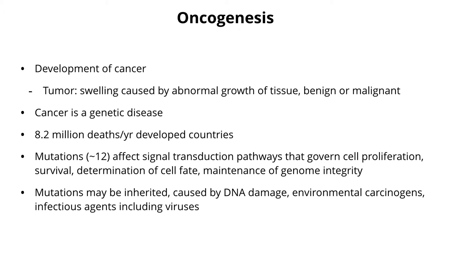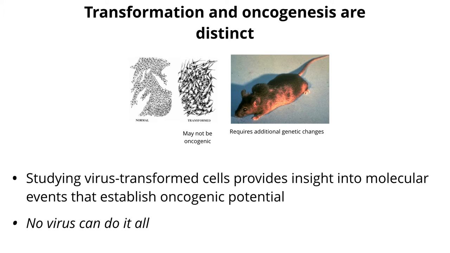Cancers arise when you accumulate enough mutations in your genome, and we think about a dozen, in different sorts of genes that are in pathways that govern cell regulation and proliferation, survival, cell fate, and maintenance of genome integrity. Now, the mutations that cause a cancer, you may inherit them from your parents, or they may arise in your DNA as a consequence of damage. If you live in an area with mutagens, you will accumulate mutations, ultraviolet light, and so forth. And viruses can cause those mutations as well. And today we're going to see how a couple of different kinds of viruses can lead to mutations that cause cancer.